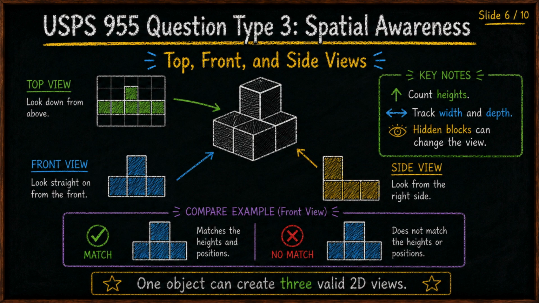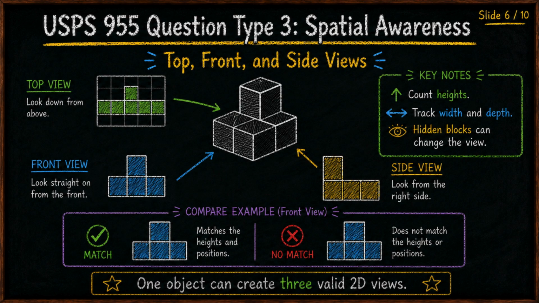Top, front, and side view questions test whether you can connect a 3D object to its 2D views. The top view is what you see when looking down from above. It shows the footprint. It shows width and depth. It may not show height unless height is represented in another way. The front view is what you see when looking straight at the object from the front. It shows width and height.